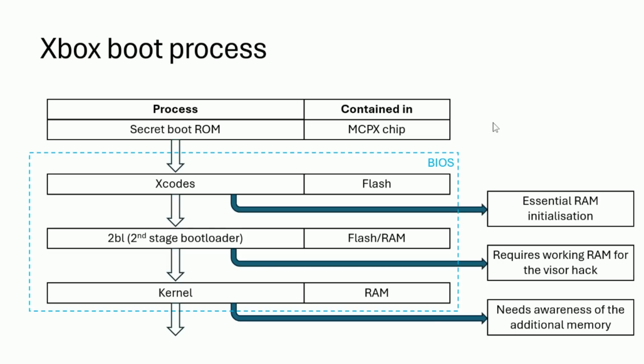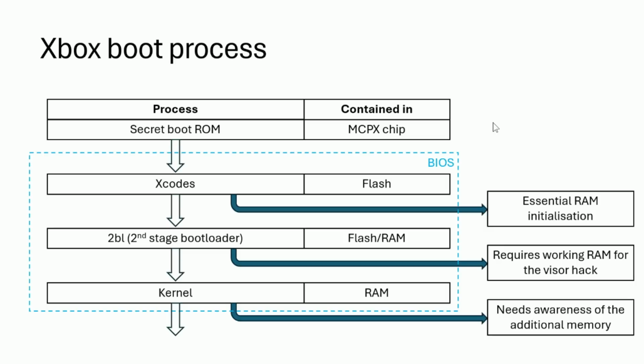One important point here is that for our exploits, for our homebrew software, we use an exploit called the Visor hack. And this Visor hack relies on there being executable instructions at address 0. Address 0 is in RAM. So basically, we need RAM working at address 0 to be able to use homebrew software.